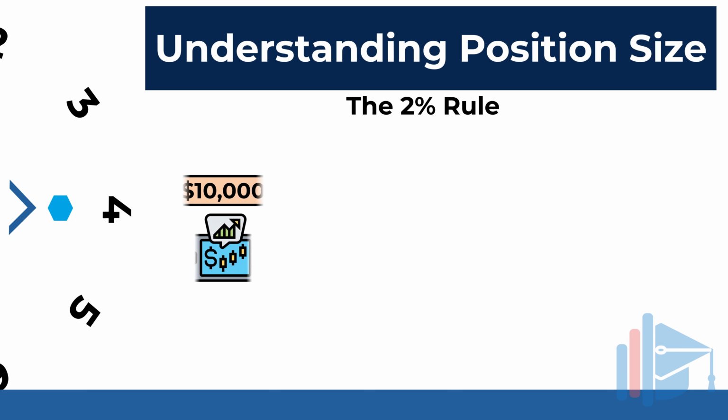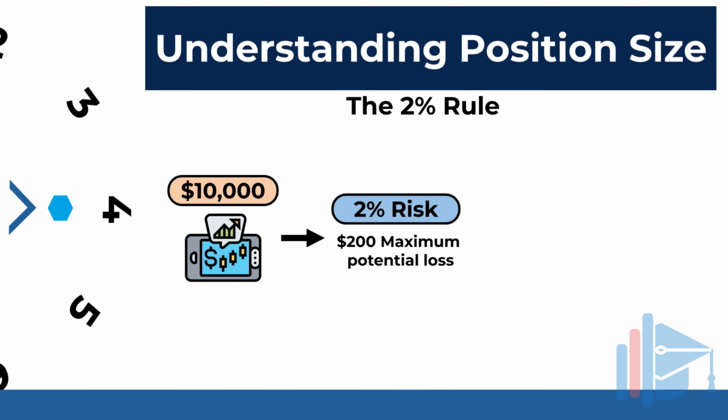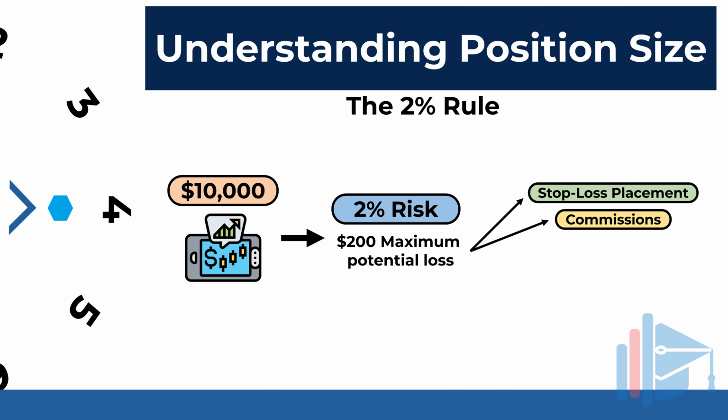For instance, if you have a $10,000 trading account, 2% risk translates to a maximum potential loss of $200 on any given trade. This includes losses from stop-loss placement, commissions, and other trading costs. This rule is a cornerstone of risk management for professional traders employed by firms. By imposing such limits, firms ensure their traders can withstand periods of losses without depleting their accounts or jeopardizing their ability to trade. It's a simple yet effective safeguard against catastrophic drawdowns.